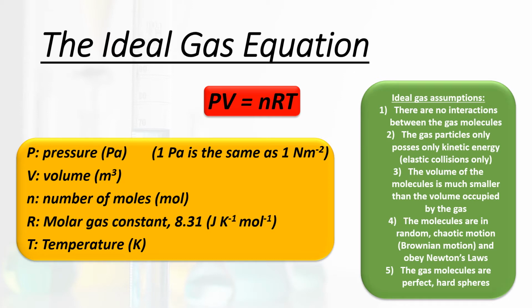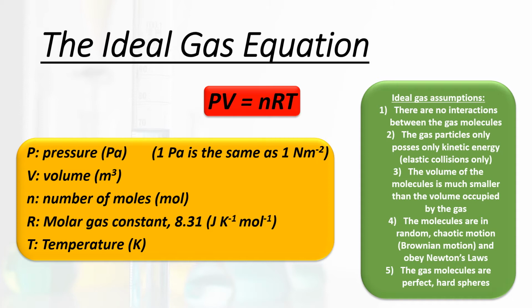We also say that the volume of the molecules is much smaller than the volume occupied by the gas. So if I have a container of a certain volume, the actual size, the volume of the molecules is very tiny compared to that total volume. And the molecules are in random chaotic motion, something we call Brownian motion, essentially flying off all around the place in random motion. And they obey Newton's laws of classical mechanics. And the final one is that the gas molecules are these kind of perfect hard spheres.